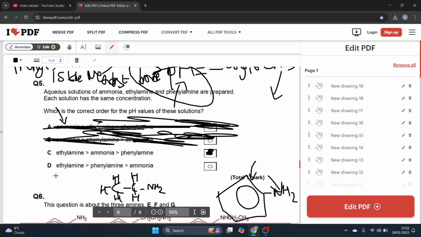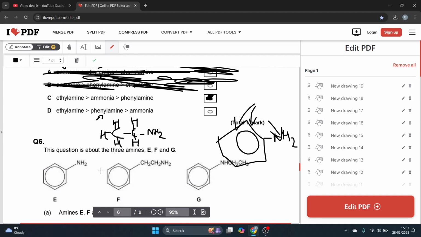If I look at D, ethylamine, yes. Phenylamine greater than ammonia pH value, no, because phenylamine's got that extremely strong delocalized ring, the benzene ring of delocalized electrons. It's not going to accept rarely any protons, and therefore it's going to have a really high pH value compared to ammonia. Question 6.